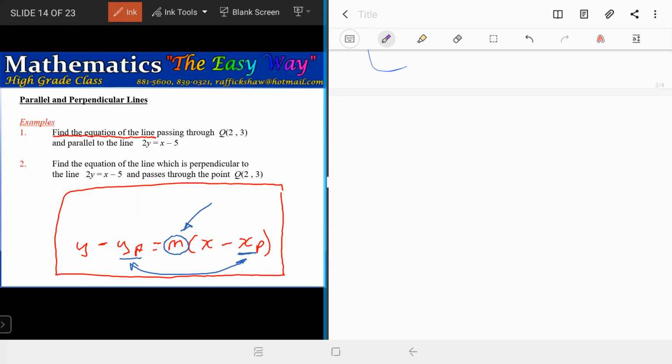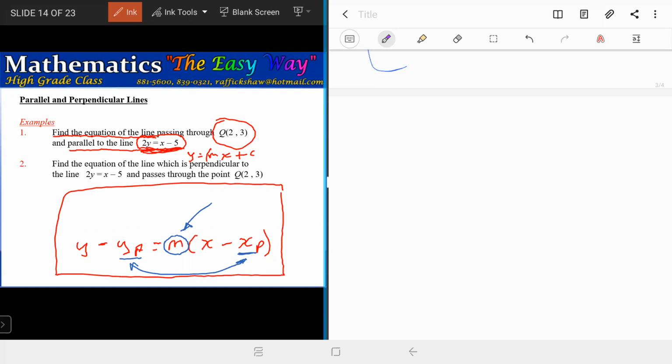So this question gave us the point. So we don't have to find a point. But it didn't give us the gradient straight. They told us something that we can use to find the gradient. What did they tell us? They told us that the line that we want is parallel to another line. And once we know that it is parallel to another line, then we know, parallel lines have the same gradient. So if I can find the gradient of this line, then I have the gradient of the line that I want as well. So how do we get the gradient of this line? We have to put it in the form y equals mx plus c.